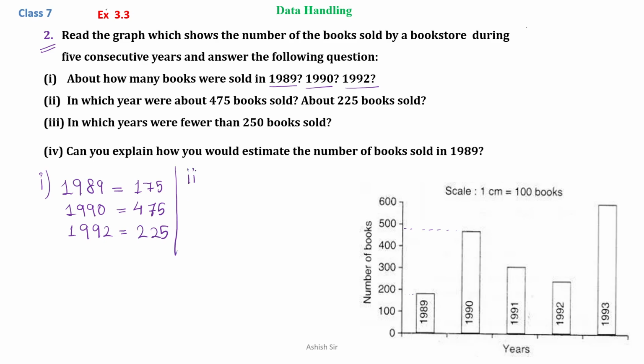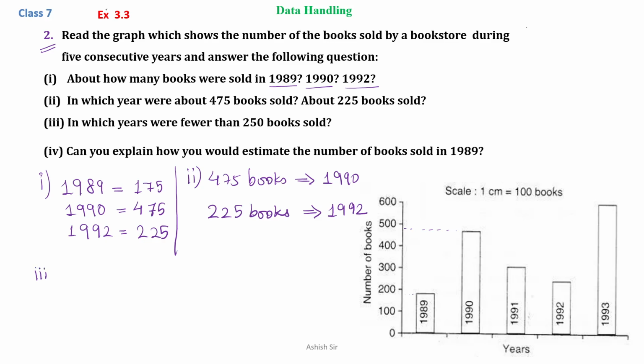Then we come to question number 2. In which year were about 475 books sold? So as we have already answered in question number 1, 475 books were sold in year 1990. Then they have asked, 225 books were sold in which year? So 225 books were sold in 1992.